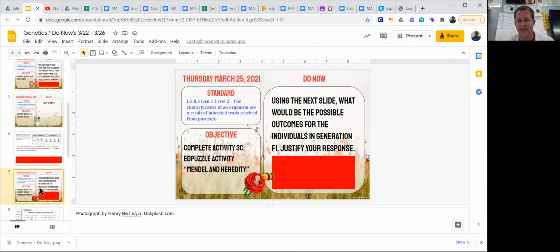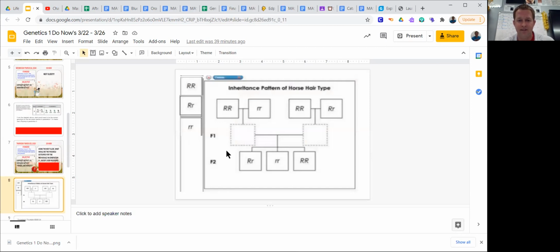Thursday, using the slide on the next page, what would be the possible outcomes for the individuals in generation F1? Justify your answer. So right here is F1. So we need to do two things. One, you should make Punnett squares to kind of see what the possible outcomes could be. When you do a Punnett square for homozygous dominant, capital R, capital R, and homozygous recessive, lowercase r, lowercase r, you see the only possible answer is a heterozygous offspring.